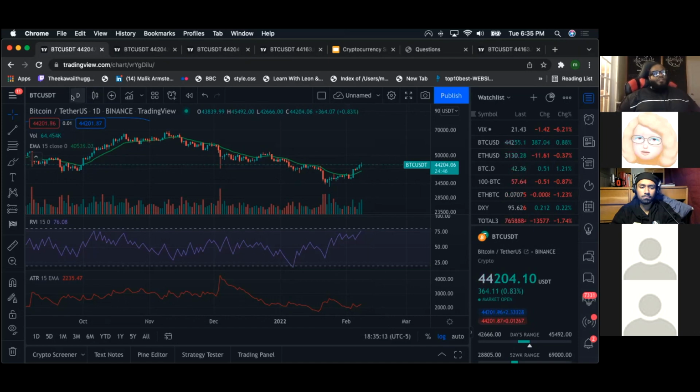AB writes in the chat, is the demand zone determined by the volume?